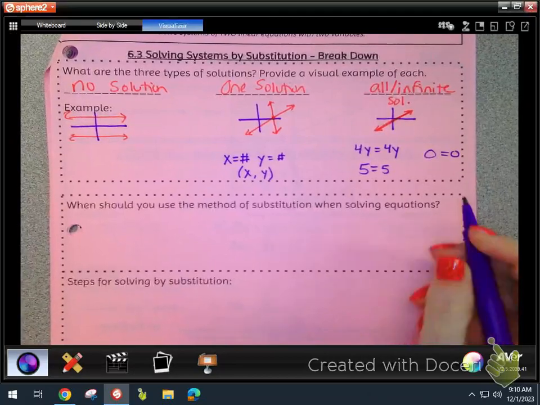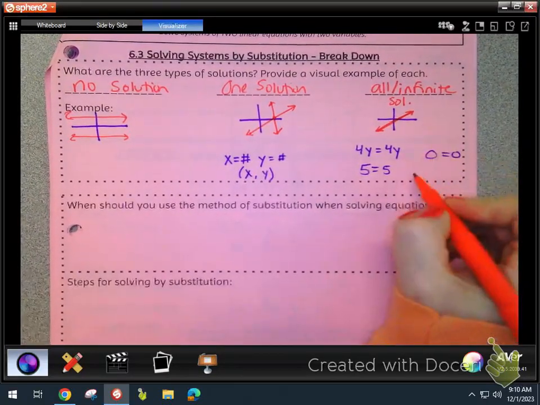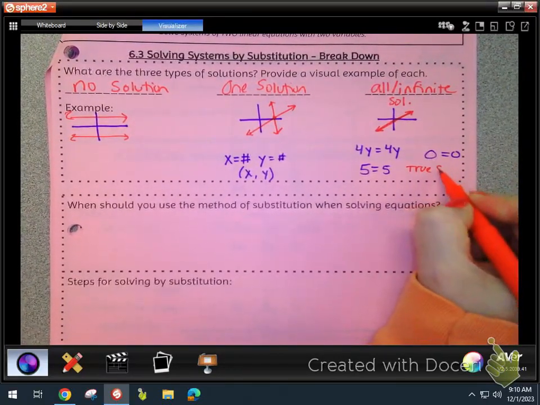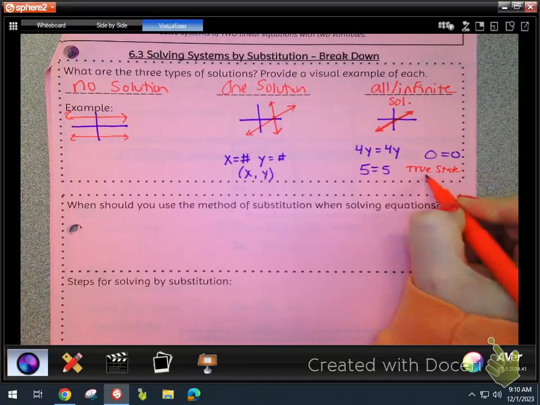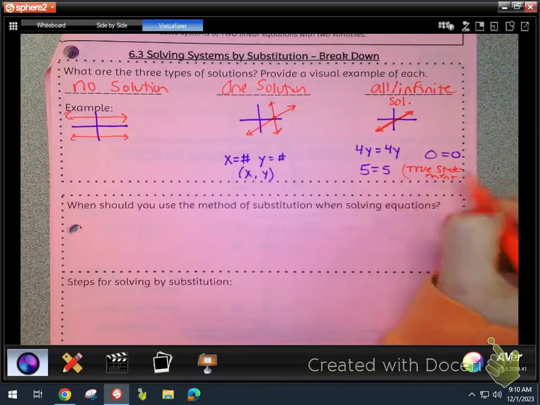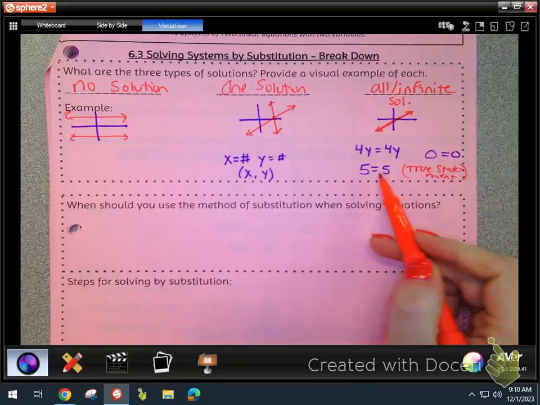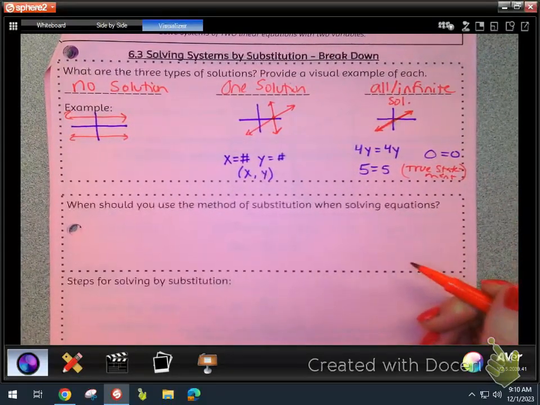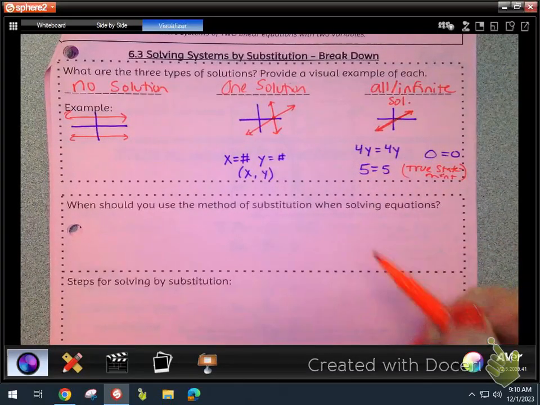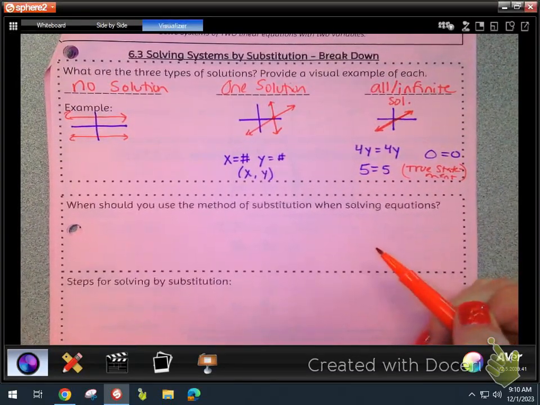0 equals 0. True or false? True. So anything that is a true statement is going to be all solutions, whether it's variable equal variable or number equal number. I think most of the time it's numbers. But again, we did see that one example in class. It was 4y equals 4y.